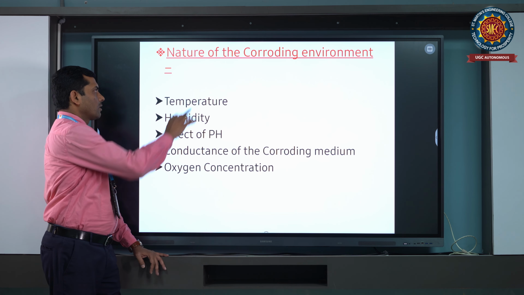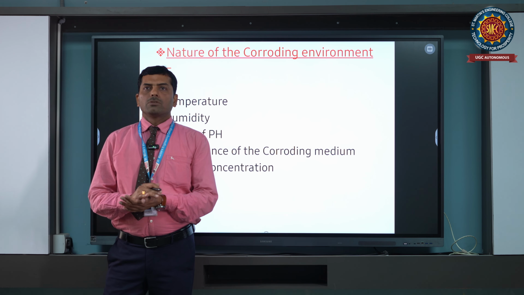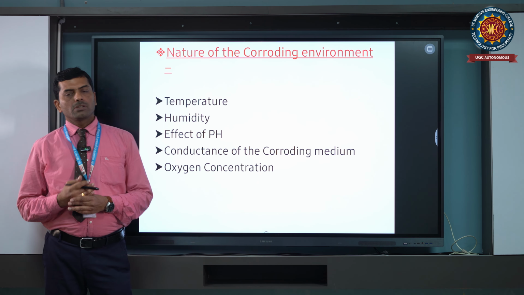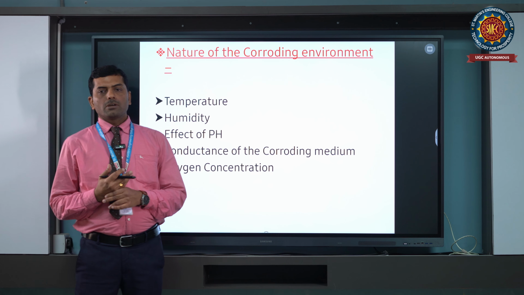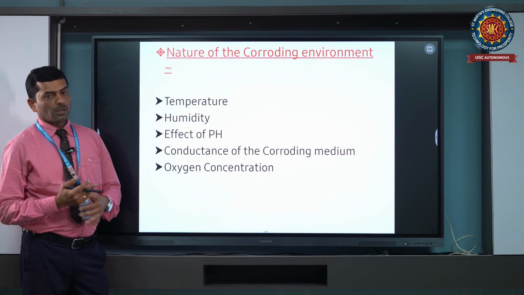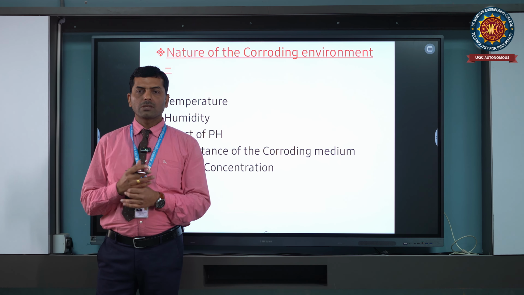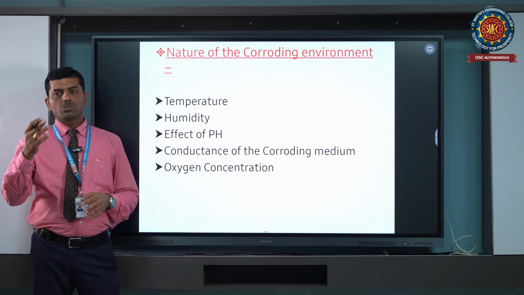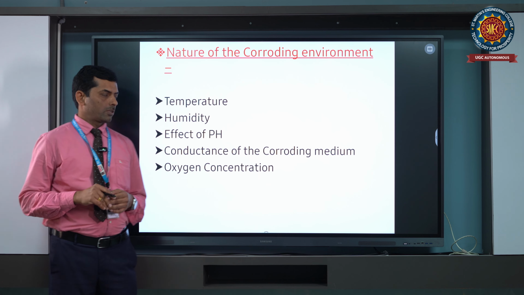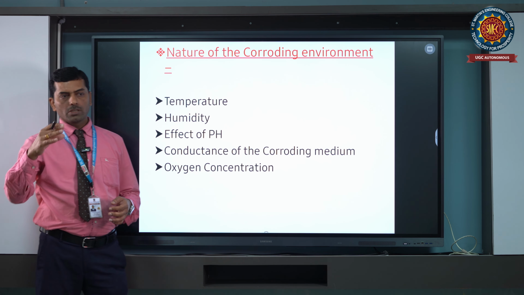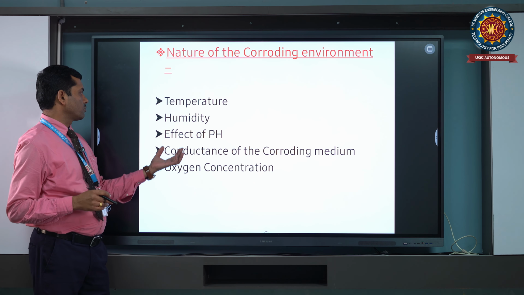You can see how temperature, humidity, pH, conductance of the corroding medium and oxygen concentration decide the corrosion process of different metals. Generally, when there is a high temperature, it enhances the rate of corrosion. Even a passive metal definitely gets corroded in a higher temperature area. Next, humidity. More moisture on the metallic surface or in the corroding environment gives more chance for the formation of an electrochemical cell in combination with the anode part. In that way, more humidity increases the corrosion process, and there is more chance of the metals corroding.